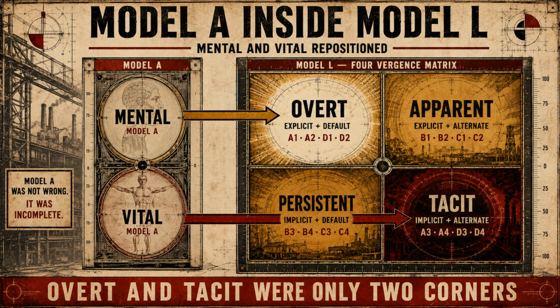So Model A was not wrong to distinguish mental and vital. The problem is that it treated those two as the whole division. Model L keeps them, but places them inside a larger structure. Overt and tacit are the visible inheritance from Model A. Apparent and persistent are what appear when the missing radial positions are added. That is the shift, not mental versus vital alone, but four vergences, four routes by which functions enter awareness, remain beneath it, or are engaged by the psyche.